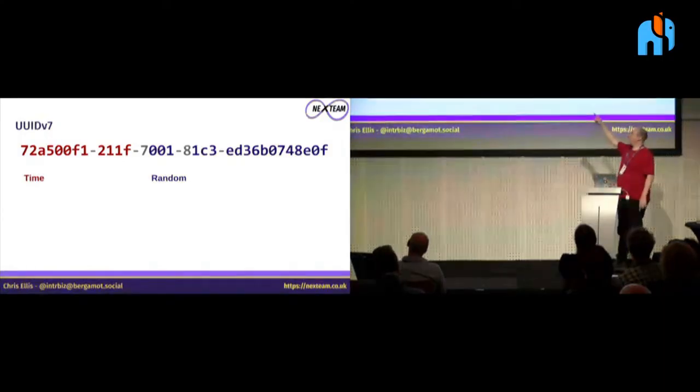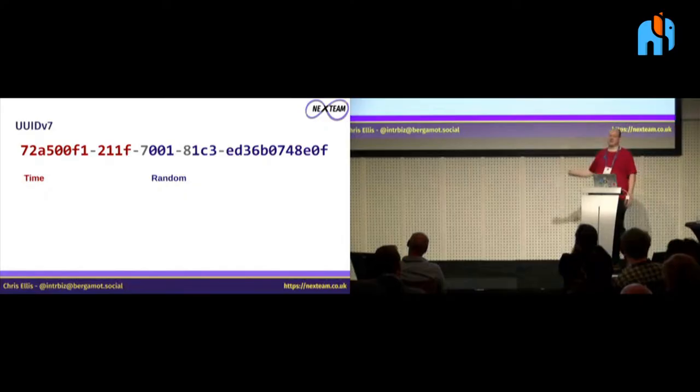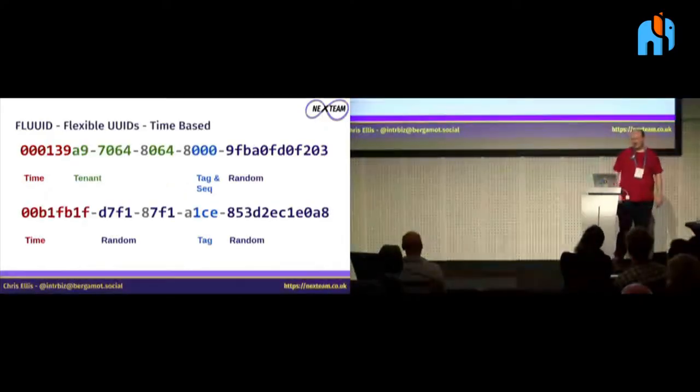And just that one change is enough to solve all of the problems with indexes, because the top MSB is slowly changing and now has time locality in it. But that's too simple, right? I don't want to do that.